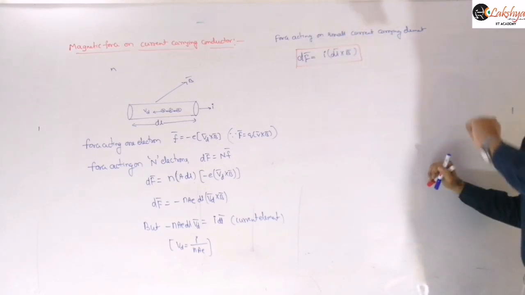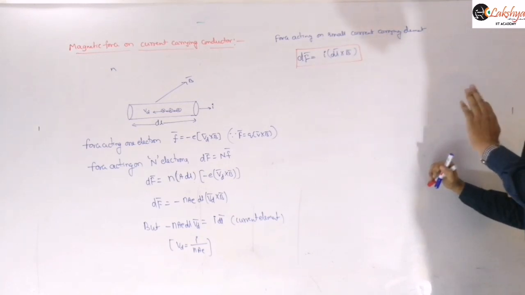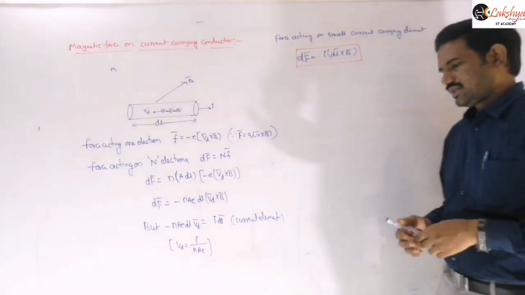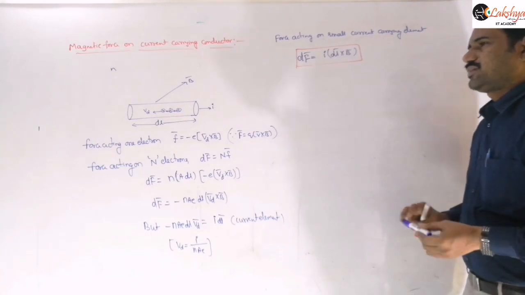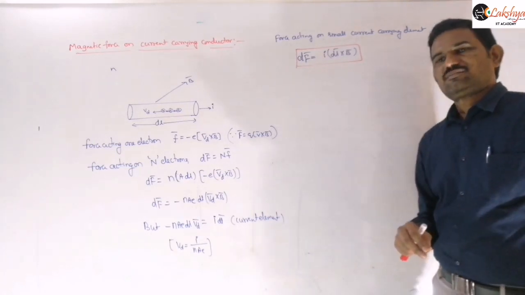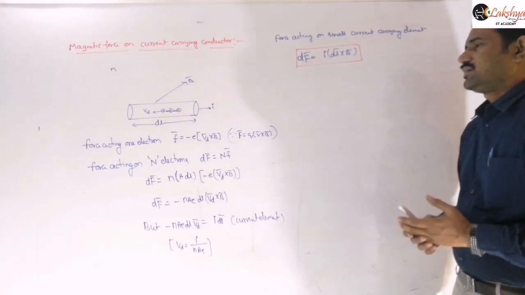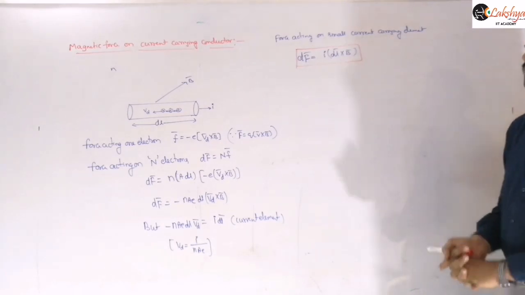So from this we can conclude that the force acting on the current carrying conductor is perpendicular to the plane containing the length and the B bar. So mention that. Therefore, the force acting on this current carrying conductor is perpendicular to the plane containing dl bar and B bar.